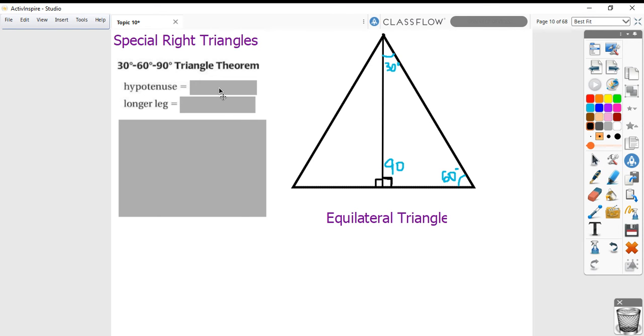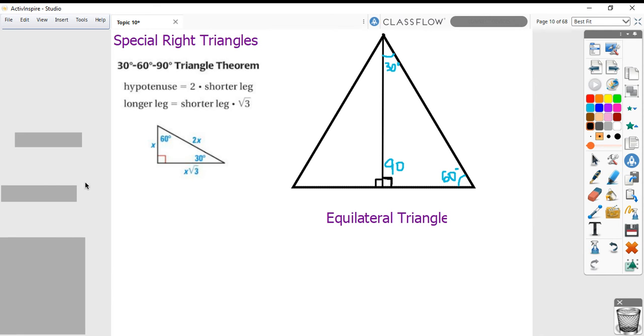The hypotenuse in a 30, 60, 90 triangle is twice as long as the shorter leg, so 2 times the shorter leg, and the long leg of your 30, 60, 90 is the short leg times the square root of 3. Here's a diagram of what that would look like.